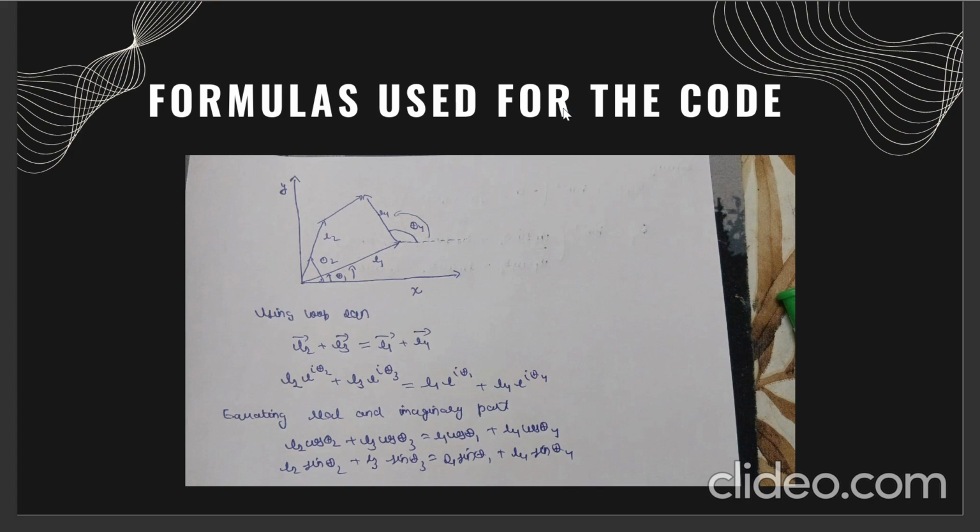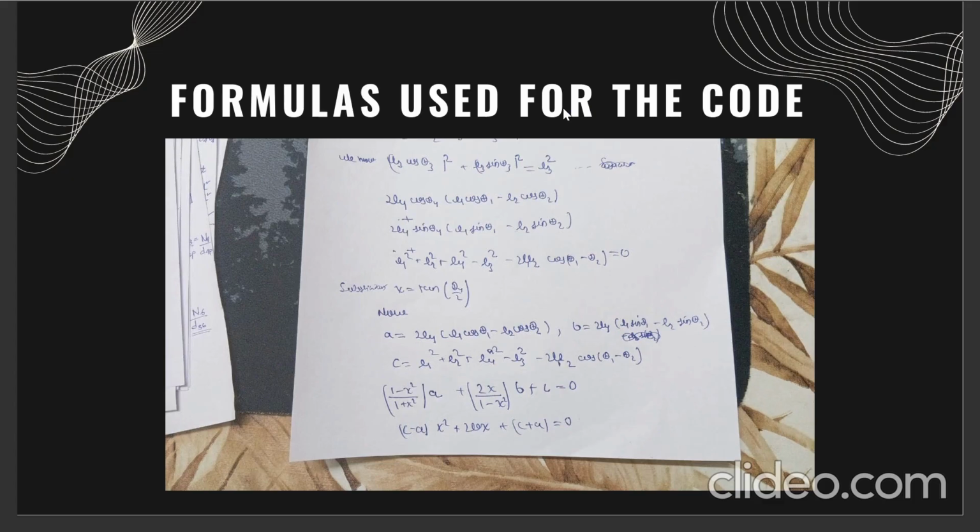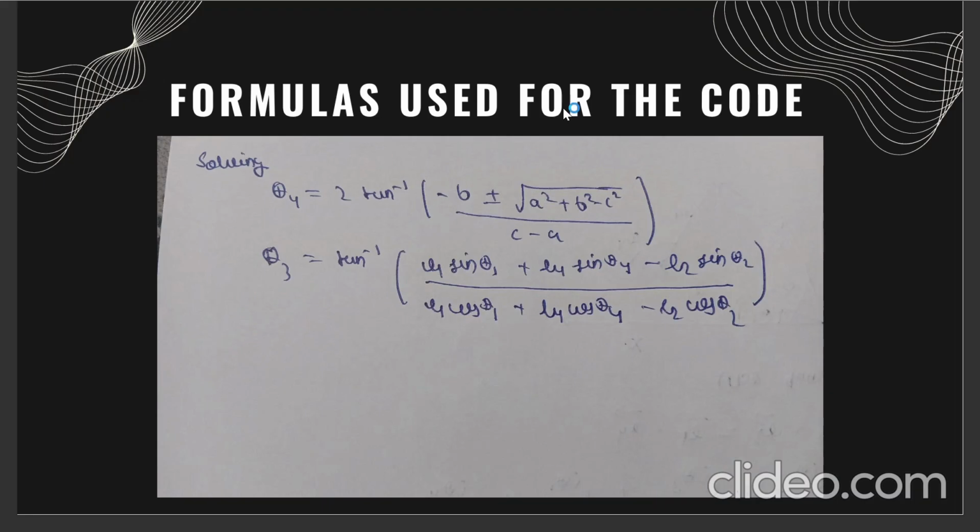So the formula used for our code essentially comes from the analytical analysis of this mechanism, where we've applied the loop equation to link the input and output angles. Through the loop equation, we have equated the real and imaginary parts to essentially find a link between theta 3 and theta 4. We've gone ahead and used some mathematical operations to come up with a final result, which is on the screen right now. That has been used in our code to link the input and output angles.